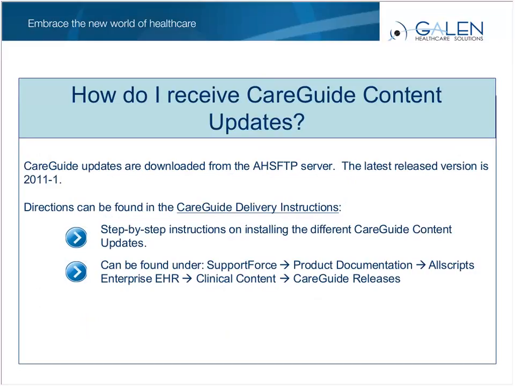Careguide content updates can be installed by a client technician with access to the AHS FTP server. The directions for performing the install can be found in Support Force under the Product Documentation tab. And then when you're within that tab, you want to choose Enterprise EHR from the first drop-down, then Clinical Content from the second drop-down, and then Careguide Releases. The latest release version is the first quarter 2011.